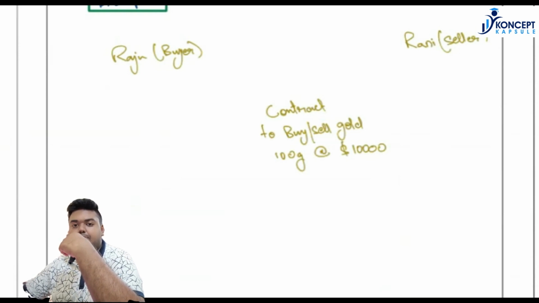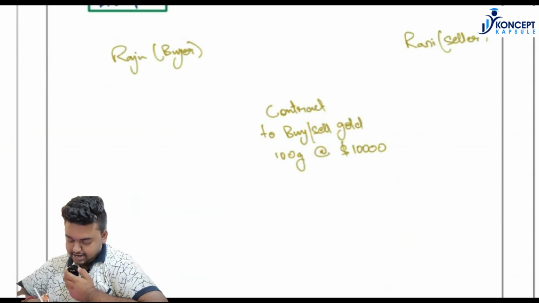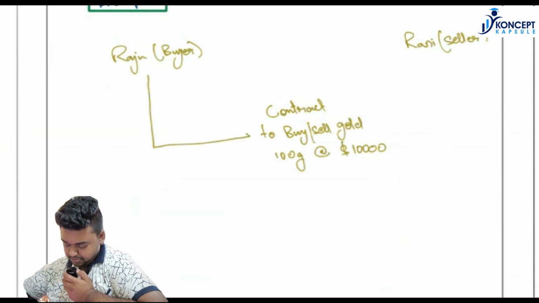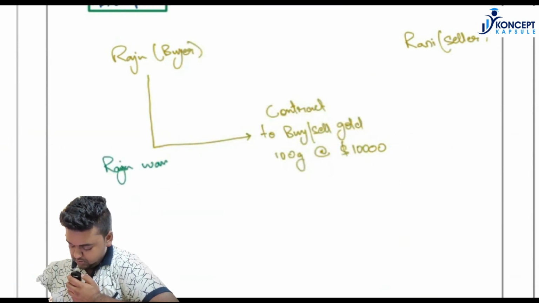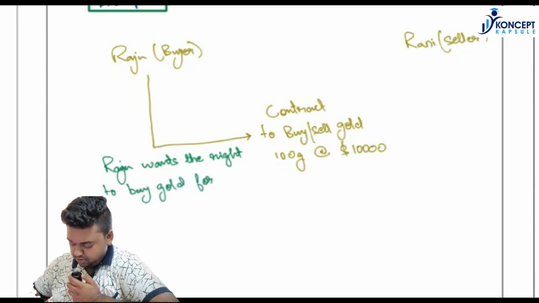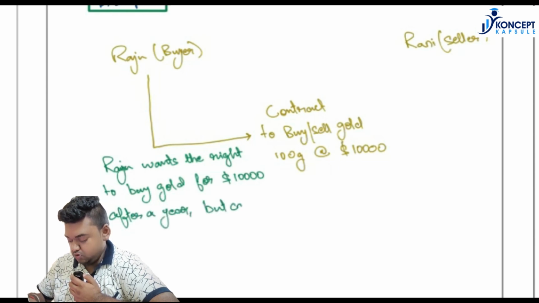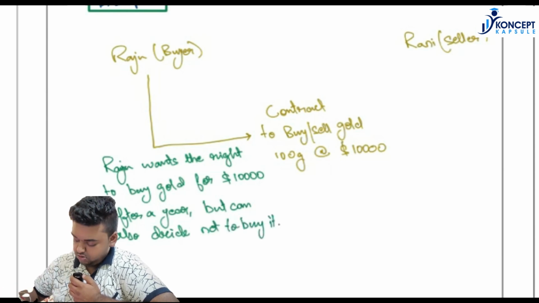We will continue with the same example, but we will make some slight modification. Suppose in this contract, Raju wants the right to buy gold for $10,000 after a year, but can also choose not to buy it or not to settle it.